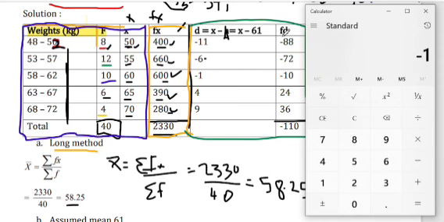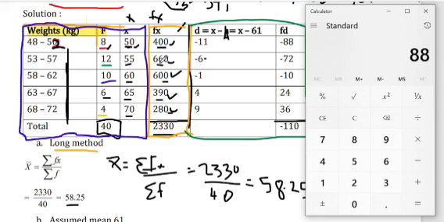Now to get FD, you are multiplying F, the frequency here, by what we have here. So 8 times minus 11. I will not be able to get that on this small calculator, but let's look at it. 8 times 11 is equal to 88. So just put the minus, and that's why you have minus 88 here.